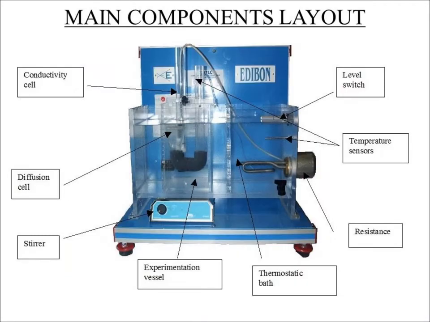Main components layout. Here is a representation with the QDTLC's main components layout, showing the conductivity cell, the diffusion cell, the stirrer, the experimentation vessel, the thermostatic bath, the resistance element, the temperature sensors, and the level switch, one by one.